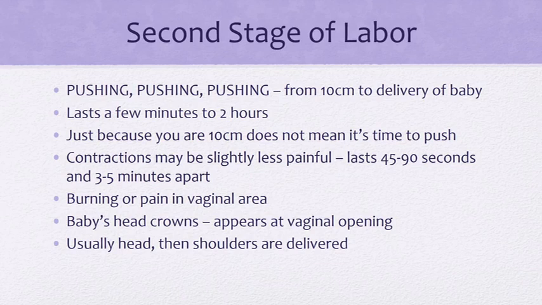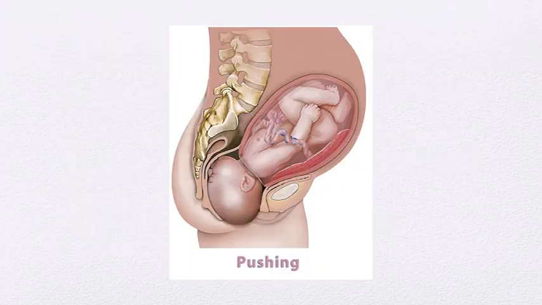Contractions might be slightly less painful, lasting 45 to 90 seconds, which is a minute and a half, and every 3 to 5 minutes apart. You may feel some burning or some pain in the vaginal area, and that's due to stretching. And as the baby's head crowns, it'll start to appear at the vaginal opening. Then the doctor will deliver the head, the shoulders, and then the rest of the body. And you can see in this picture where the baby's head is actually starting to crown.